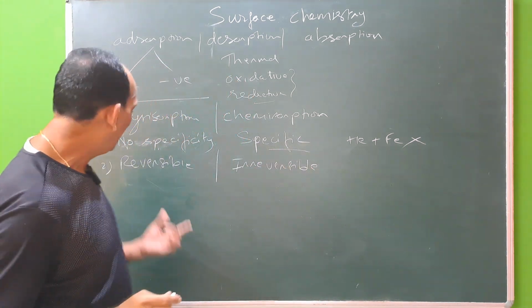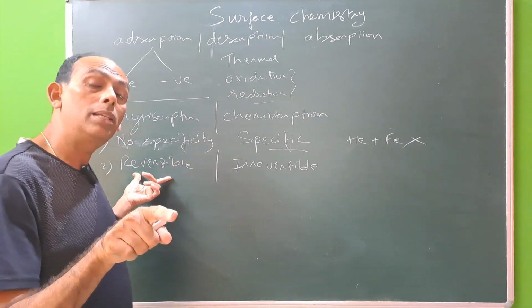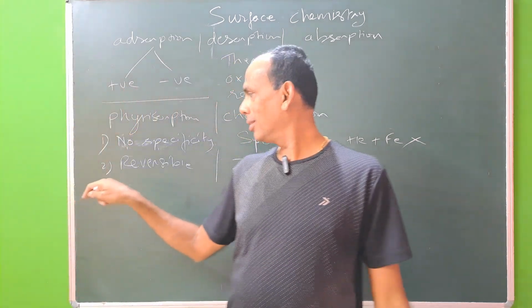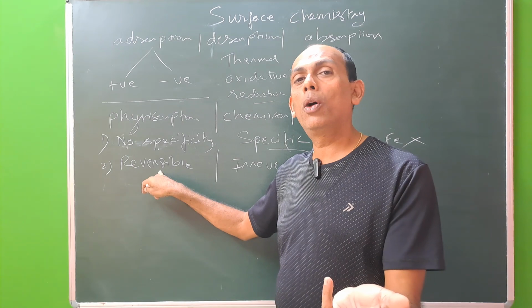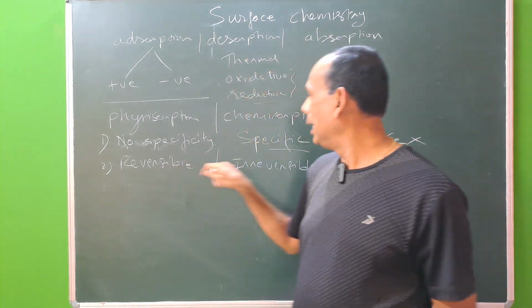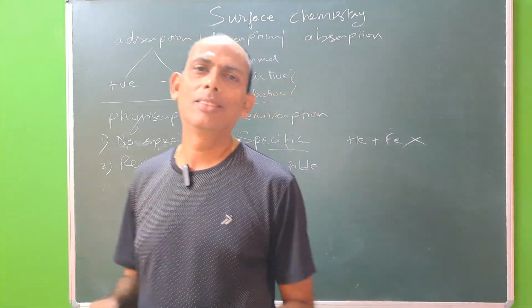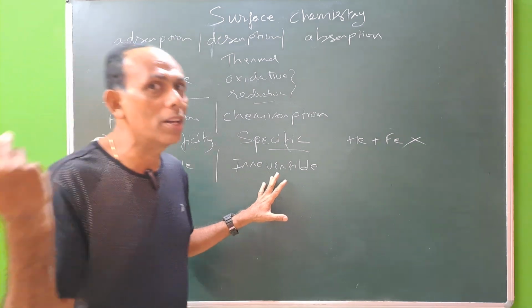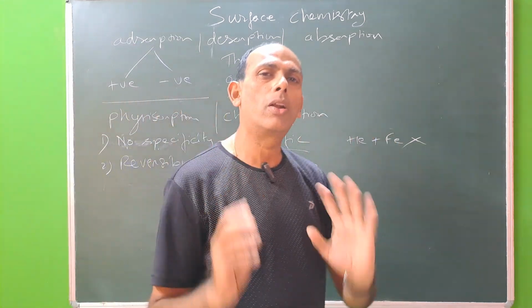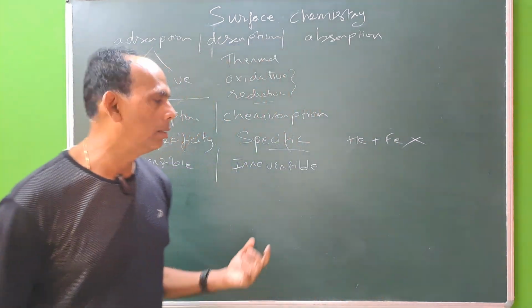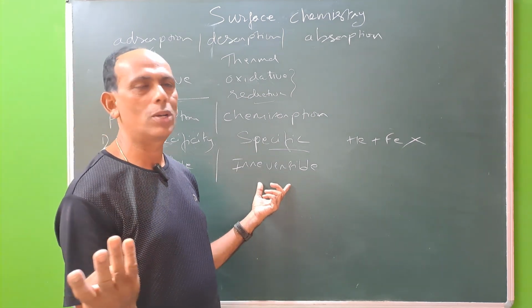What does it mean? In this case, adsorption and desorption can occur. Think about this: adsorption also, desorption also can occur. In this case, desorption cannot occur. Only adsorption will occur. It's not reversible. The chemical bonding has already taken place. No other reverse process is possible.